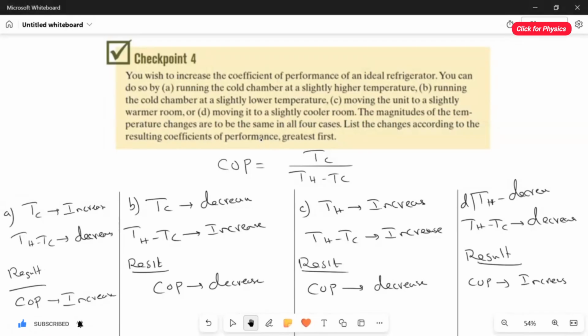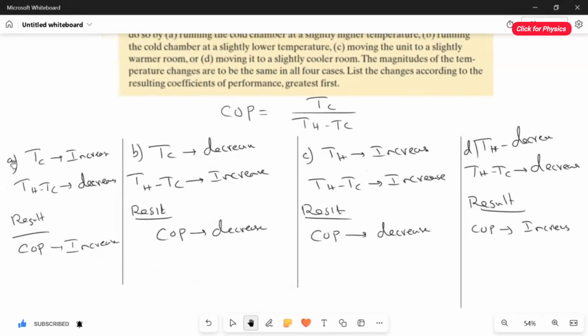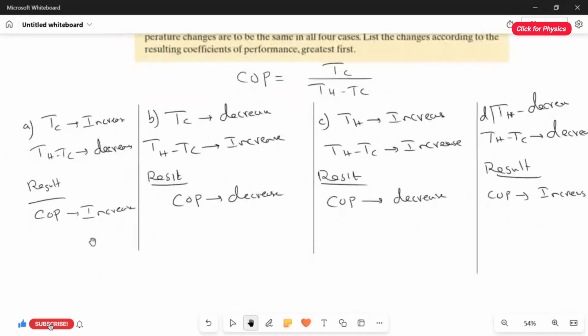But this time you can see we have two answers where the coefficient of performance increases, and two answers where it decreases. We have to give the correct answer according to the greatest value. So let's focus on the first one. When you increase the value of Tc, the coefficient of performance of the refrigerator will be a really greater value. You will get the highest value. So when you compare with the D part, the first part is more applicable, so we have to give priority to the first part.